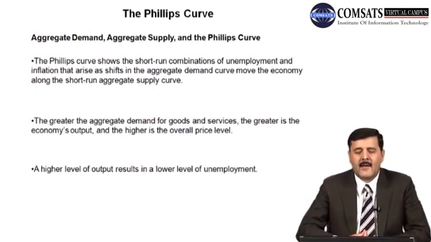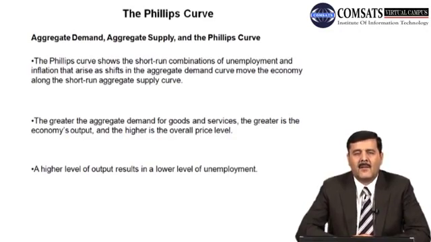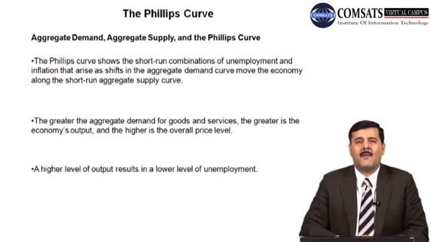Now we'll try to relate the aggregate demand and aggregate supply concept with the Phillips curve. The Phillips curve shows the short-run combination of unemployment and inflation that arises as the shift in aggregate demand curve moves the economy along the short run aggregate supply curve. So this Phillips curve explains the combination of unemployment and inflation rate that arises because of the shift in aggregate demand and aggregate supply in the short run. The greater the aggregate demand for goods and services, the greater is the output level in the economy and the higher is the overall price level in the country. A higher level of output results in a lower level of unemployment.